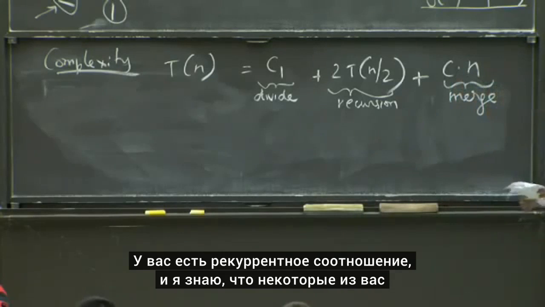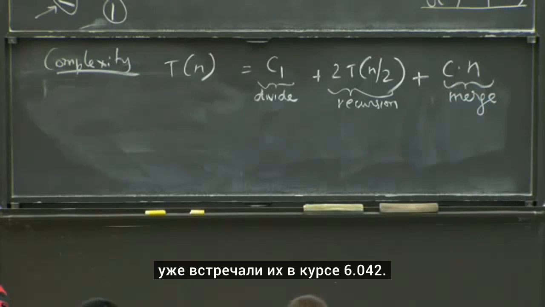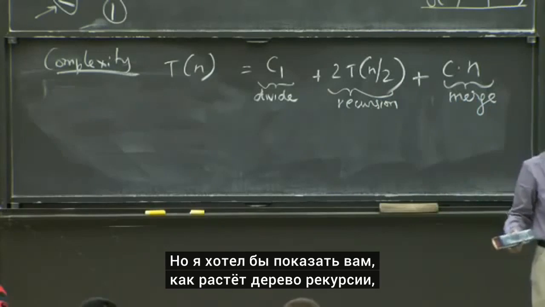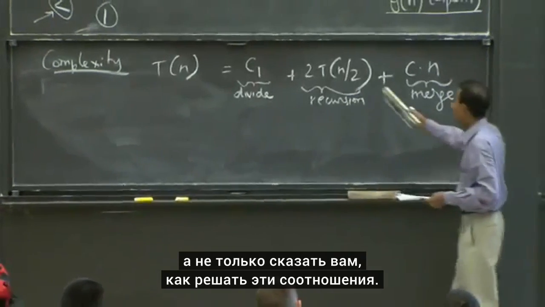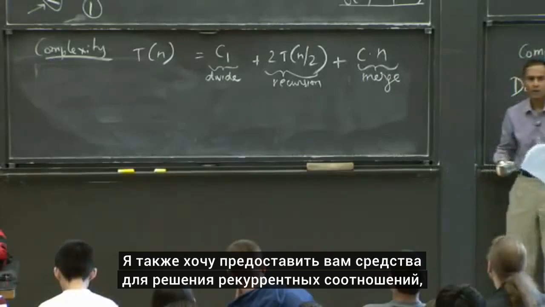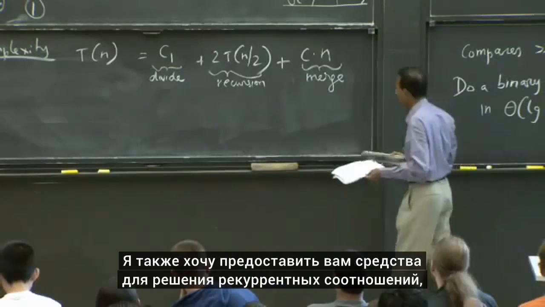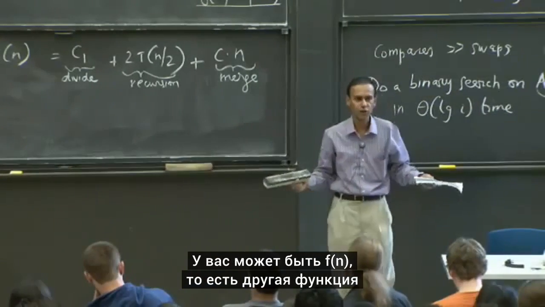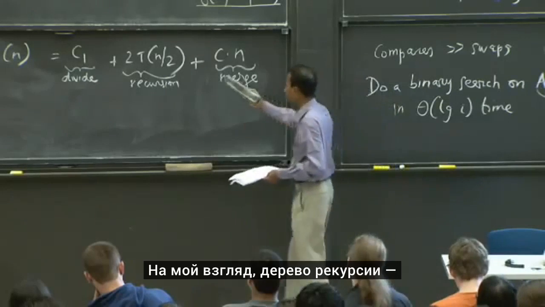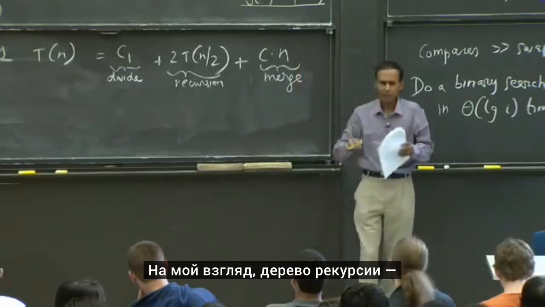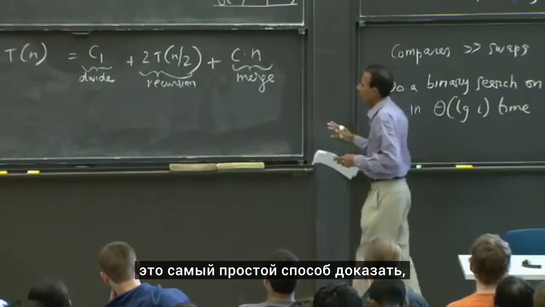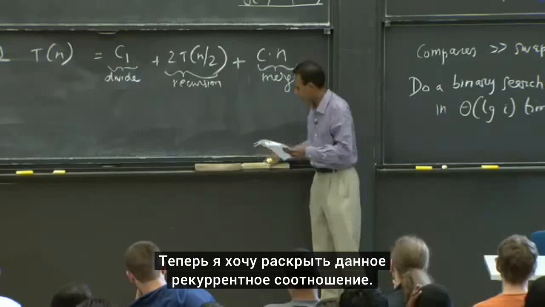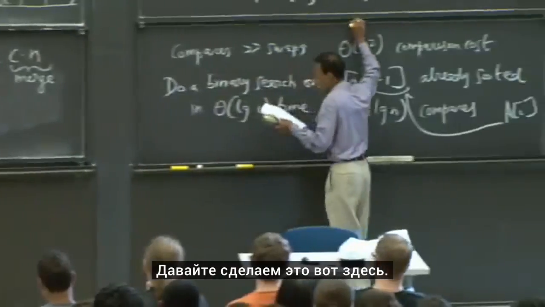So you have a recurrence like this, and I know some of you have seen recurrences in 6.042, and you know how to solve this. What I'd like to do is show you this recursion tree expansion that not only tells you how to solve this recurrence, but also gives you a means of solving recurrences where instead of having c of n, you have something else out here. You have f of n, which is a different function from the linear function. And this recursion tree is, in my mind, the simplest way of arguing the theta n log n complexity of merge sort. Right, so what I want to do is expand this recurrence out. And let's do that over here.